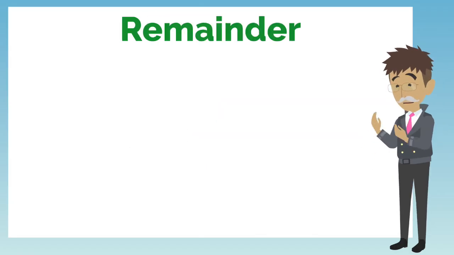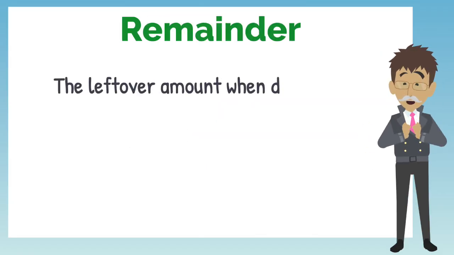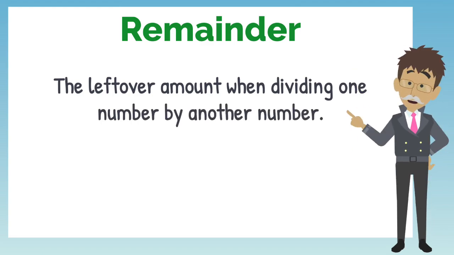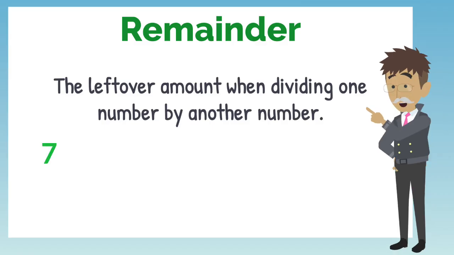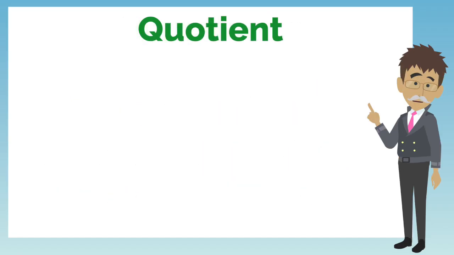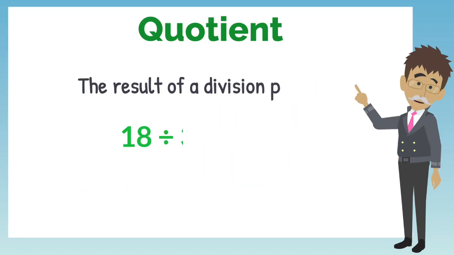Remainder. The leftover amount when dividing one number by another number. This happens when we divide by a number that is not a factor. For example, 7 divided by 2 is 3, with a remainder of 1. Quotient. The result of a division problem.